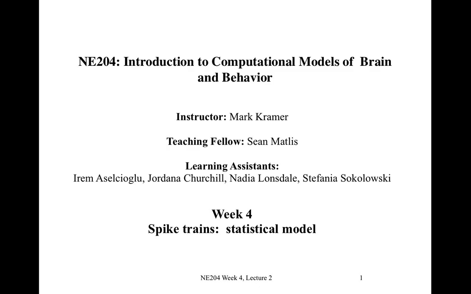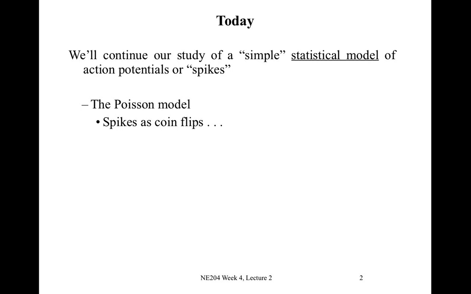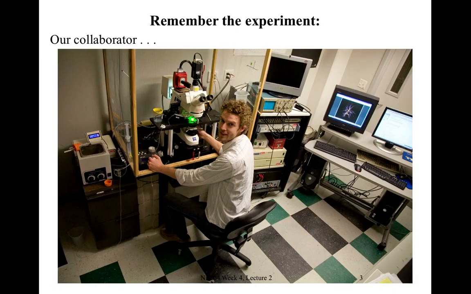Hello, NE204. We're going to have an online lecture today where we're going to continue our discussion of statistical models of spike train data. So what we talked about last time was introducing this statistical model of action potentials, or spikes, and we considered modeling these spikes as coin flips, and we considered this idea of the Poisson model, and we went into that last time.